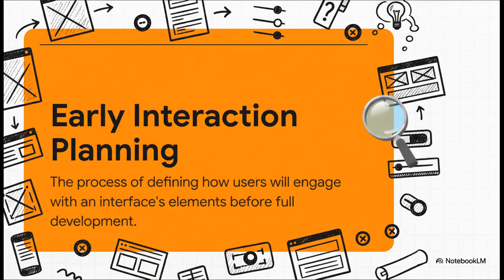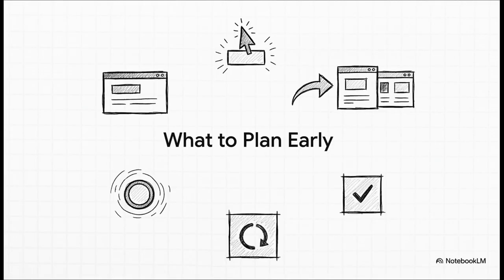Early interaction planning. It is the process of figuring out how users are going to engage with every little thing on the screen, buttons, pop-ups, transitions, you name it, before you get bogged down in the heavy development work. This isn't just some nice-to-have extra step. It is the fundamental blueprint for the entire experience. And we're not just talking big picture stuff here. We're talking about getting into the nitty-gritty details.